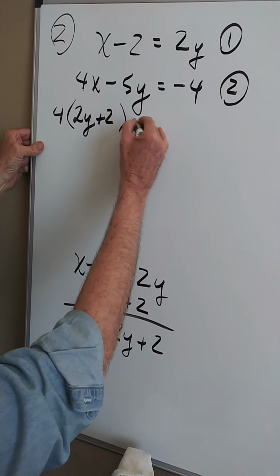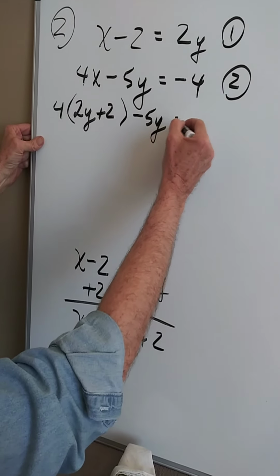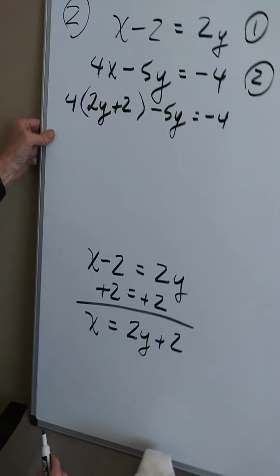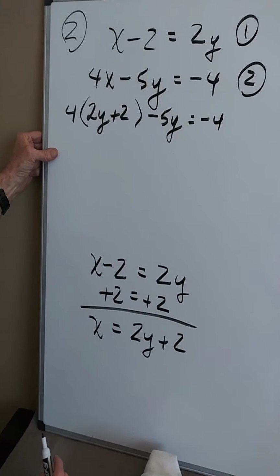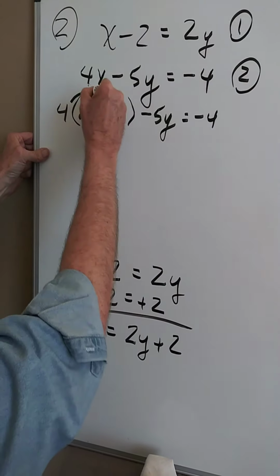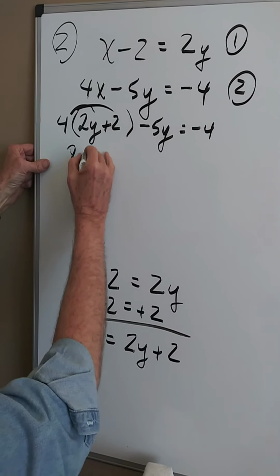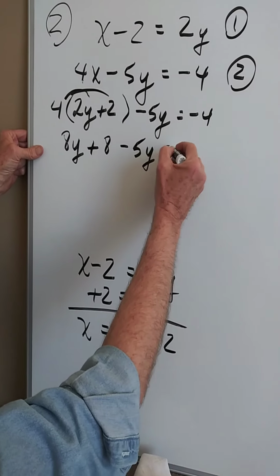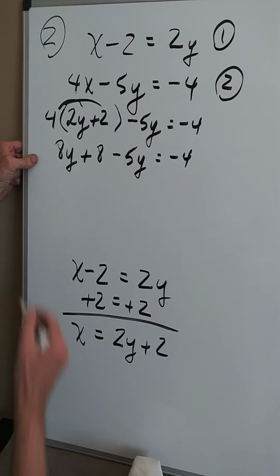Bring down the rest. Negative 5y, negative 4. Look at the equation. It only contains the variable y. Solve the equation for y, and we'll have our y value. Distribute 8y, positive 8. Negative 5y is equal to negative 4.